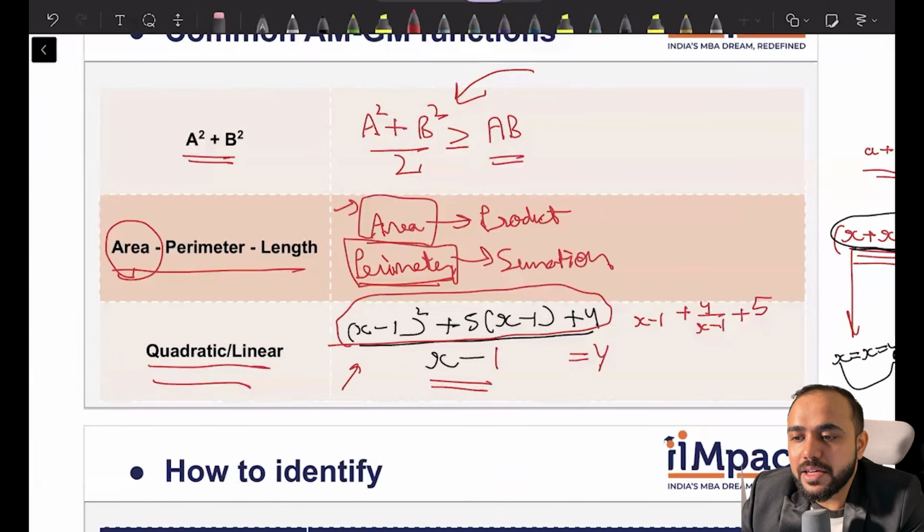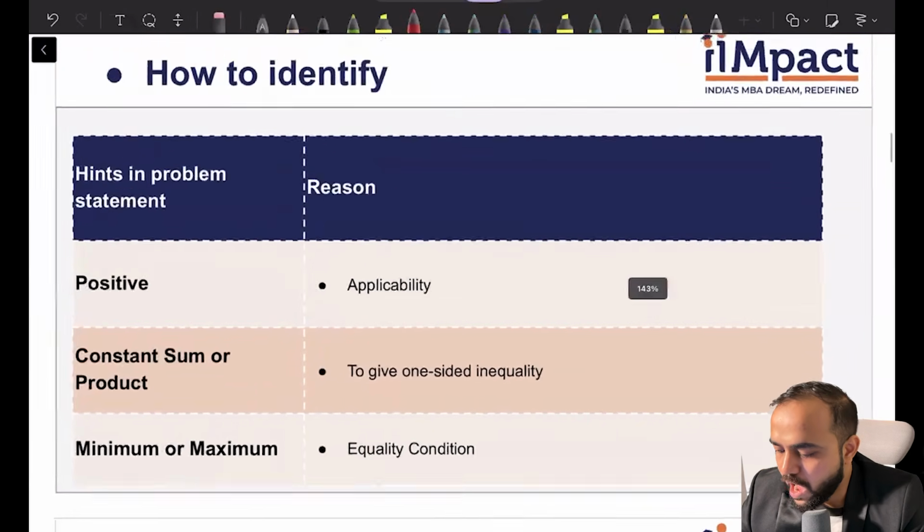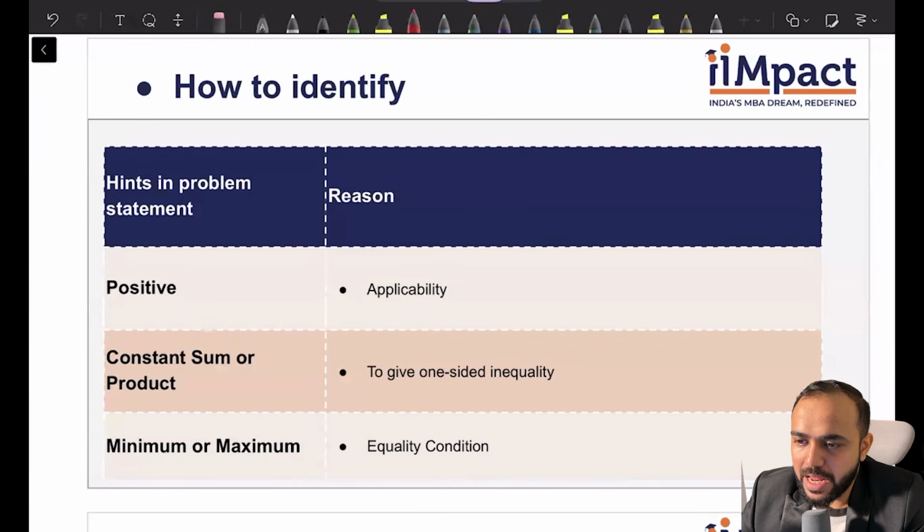And which would have been the giveaway: I want you to deal with the positive numbers, which means that AM-GM seems to be a likely candidate right now. All right, so we will discuss these things shortly. So how to identify? The question is not how to apply AM-GM, which honestly, if I tell you, you probably would be able to do it. It is how to identify.